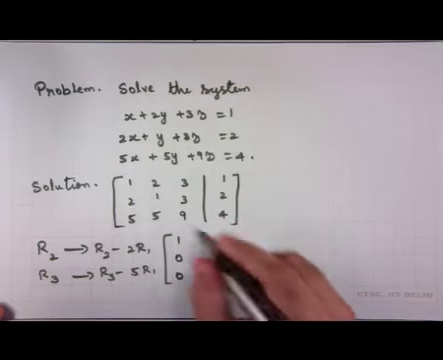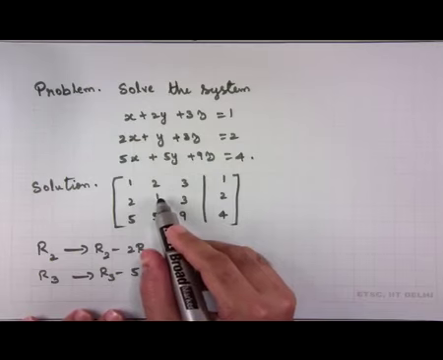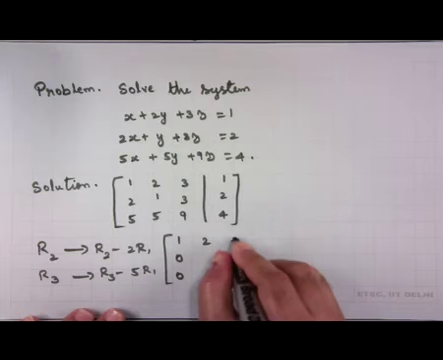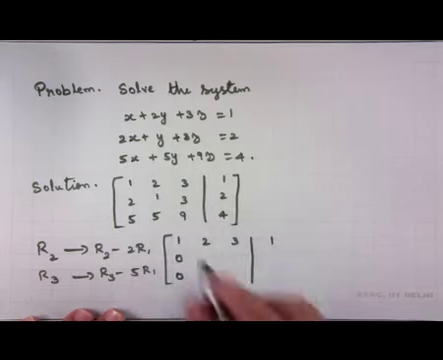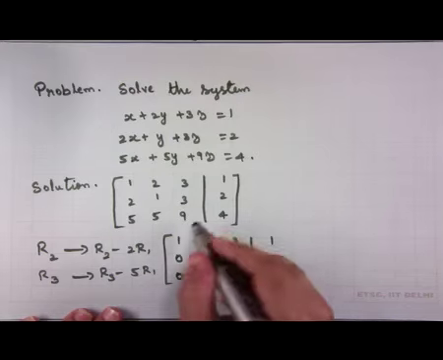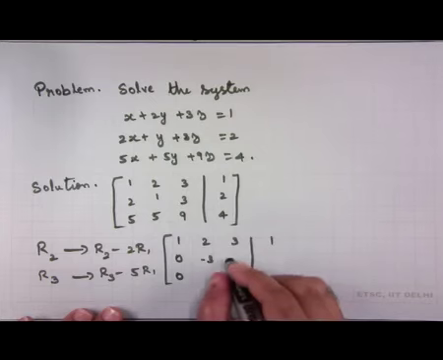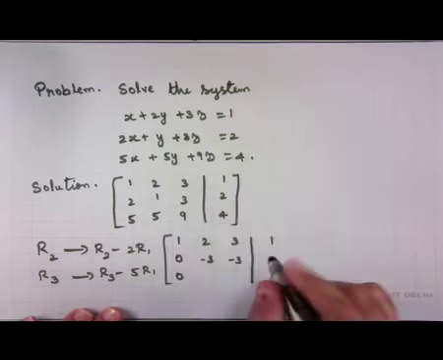Right. Second row, R 2, which is 1 minus 2 times 2, which is 1 minus 4. First row remains as it is: 1, 2, 3 and 1. So, 1 minus 4 will give me minus 3. 3 minus 2 times 3, which is 3 minus 6, will give me minus 3. 2 minus 2 into 1, which is 2 minus 2, will give me 0.